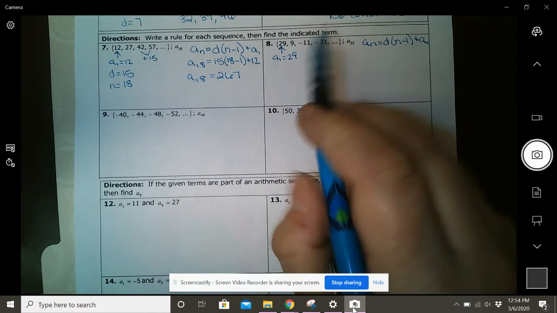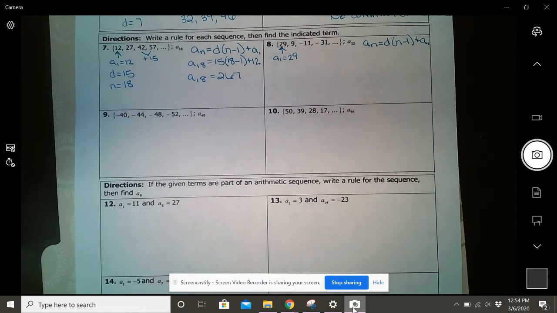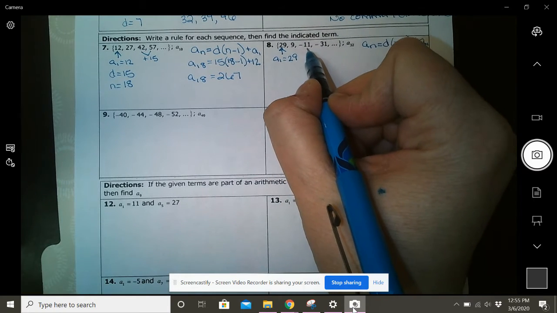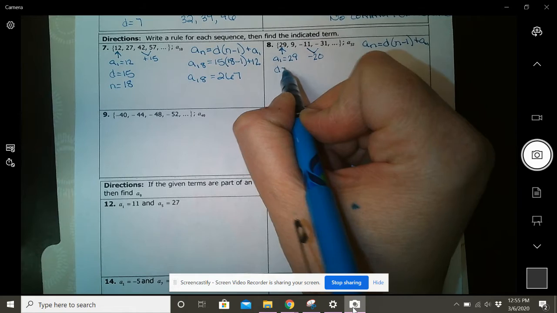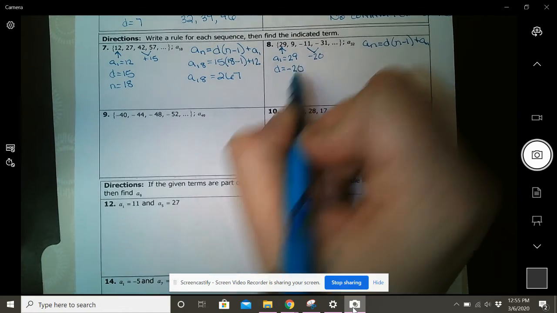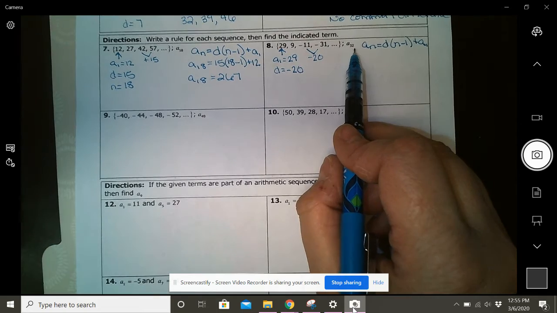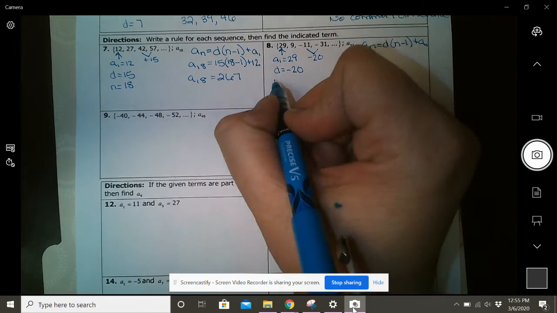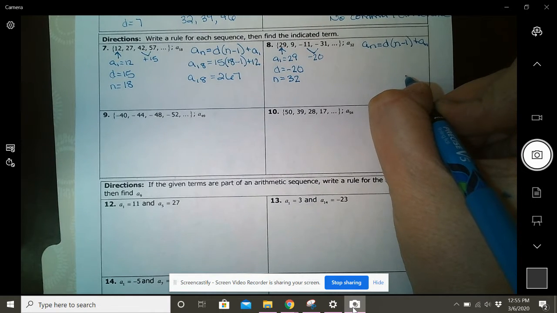Our common difference is what we are adding or subtracting by each time. We are going lower and lower as the sequence continues, and we are subtracting by 20 each time. So our common difference is negative 20. We are being asked to find the 32nd term of the sequence, so our n value is going to be 32. So let's plug everything in.